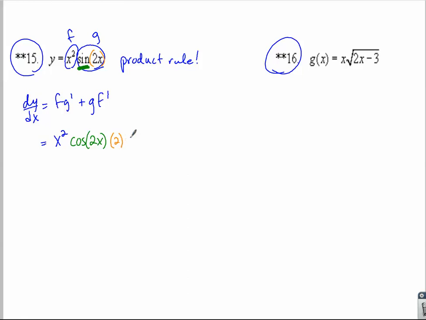Let's do the rest of our product rule. G is sine of 2x, and f prime is 2x. That's my derivative. I can stop there or simplify it a little bit. I can factor out a 2x from both. I'm left with an x and a cosine of 2x from the first term. And taking out 2x, I'm left with a sine of 2x from the second one.